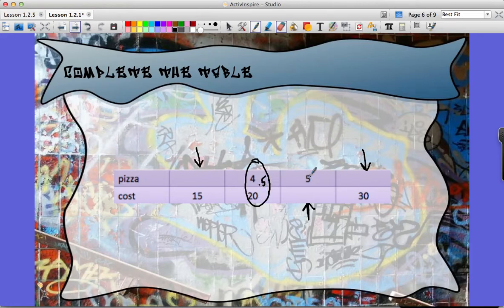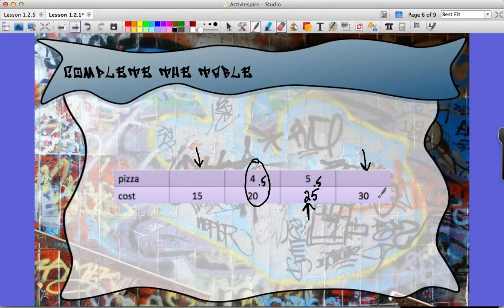So then I can look and say, okay, well, if I have 5 pizzas, I know I need to multiply by 5, and that's going to give me 25. Does that follow the pattern down here? We're going up by 5 every time. It does, so I know that I've found the correct pattern.